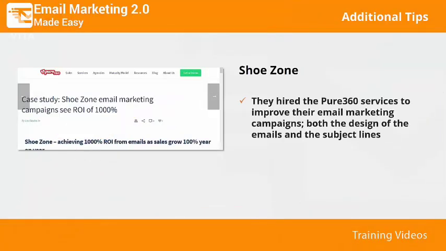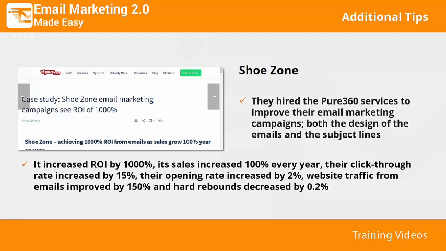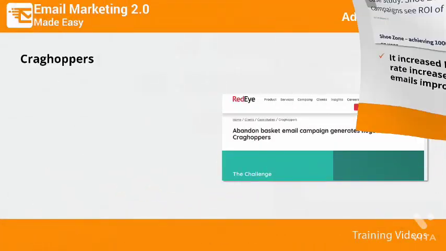ShoeZone. They hired the Pure 360 services to improve their email marketing campaigns, both the design of the emails and the subject lines. It increased ROI by 1,000%. Its sales increased 100% every year. Their click-through rate increased by 15%. Their opening rate increased by 2%. Website traffic from emails improved by 150%, and hard rebounds decreased by 0.2%.